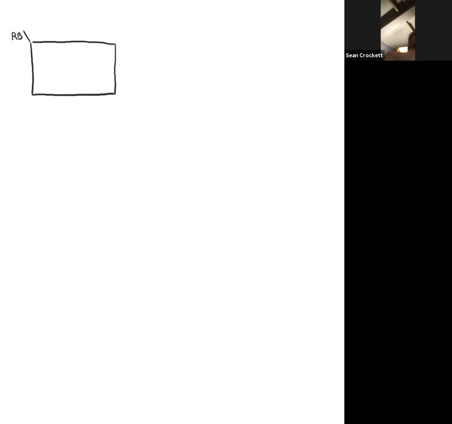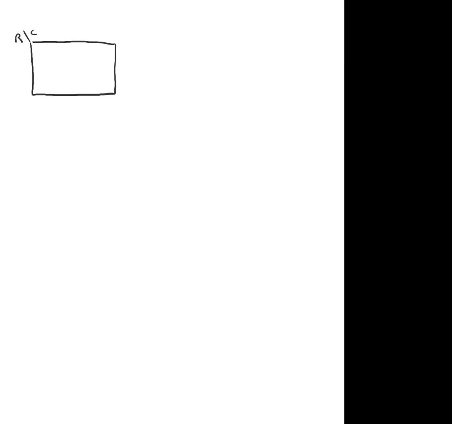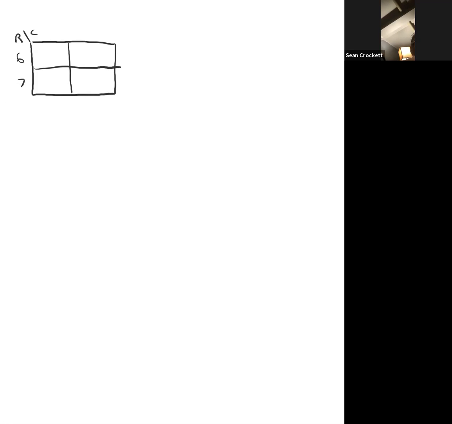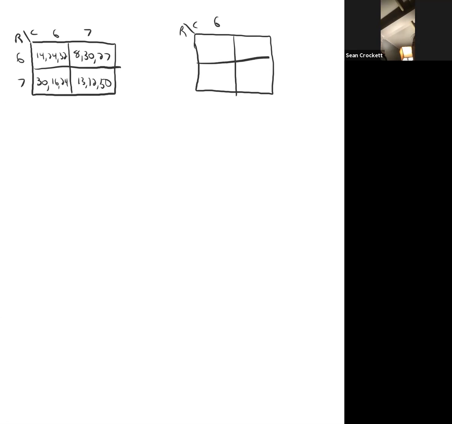I'm just going to let them be R instead, because that's just a lot of R, C. They can choose 6 or 7, and then the payoffs are 14, 24, 32, 30, 16, 24, 8, 30, 27, 13, 12, 50, and then we have R and C, same time slots, different payoffs.